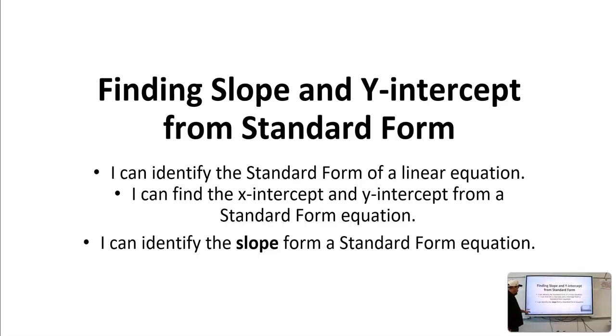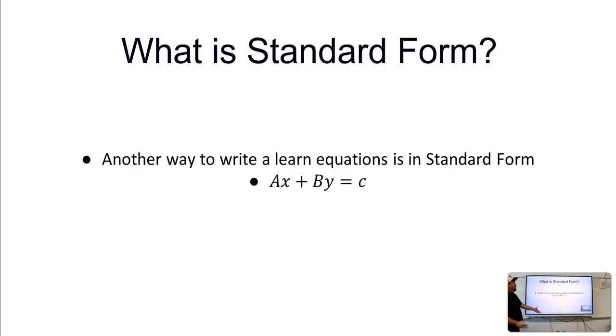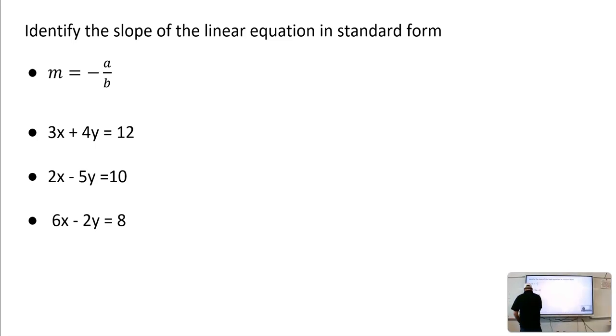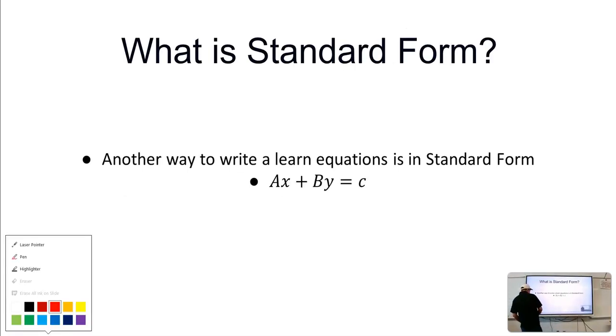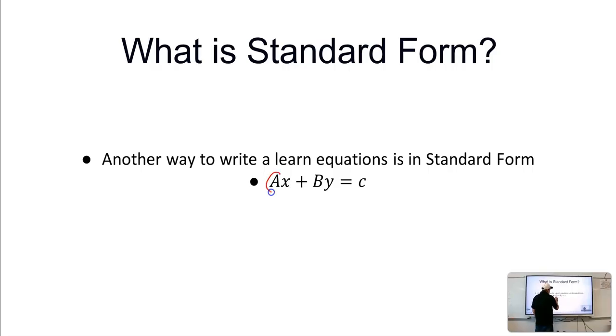So what is standard form? Well, standard form is if your equation looks like this, ax plus by equals c, where a is going to be a number, b is going to be a number, and c is going to be a number. Okay, so that's how we can write a linear equation in standard form. Ax plus by equals c. And we can use this form to identify the intercepts and the slope.